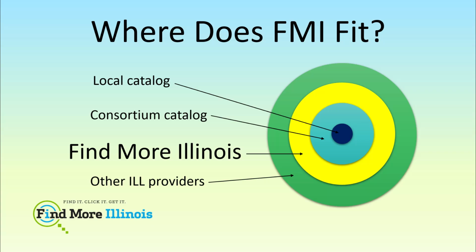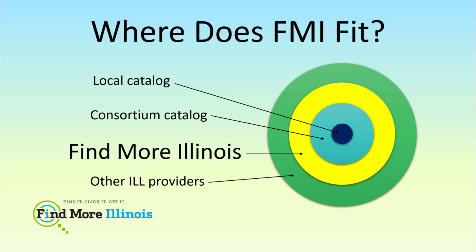FMI resources fit into each library's existing resource sharing plan according to local needs. The yellow ring in this target graphic shows FMI as an additional layer of resources between local holdings and remote suppliers.